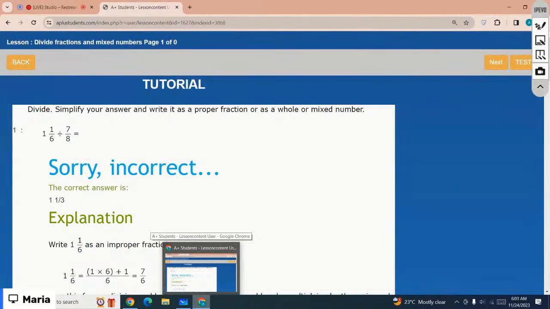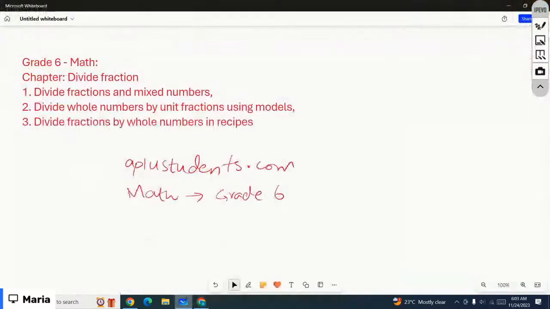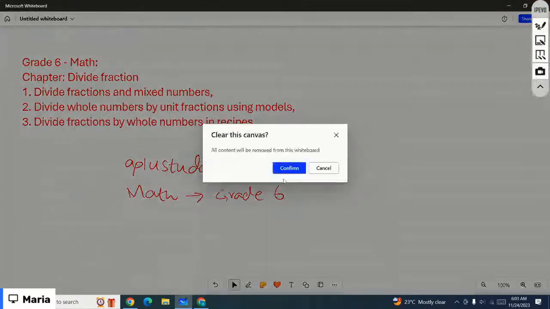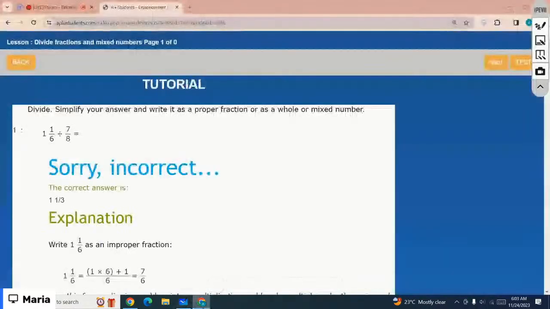Okay, the first example is divide 1 whole 1 over 6 divided by 7 over 8, right? Okay, let me just write it down on the board. Please make sure you have your notebook and pencil so that you can note down the important examples and definitions as well, right? 1 whole 1 over 6 divided by 7 over 8.